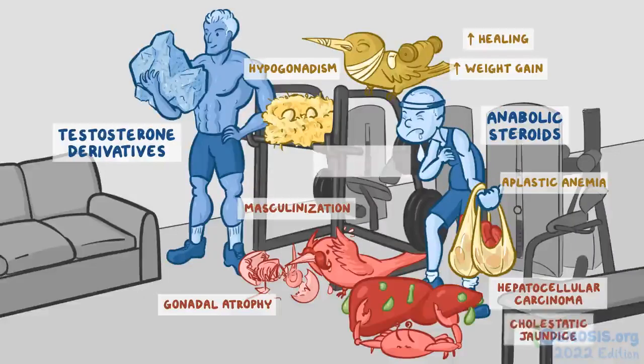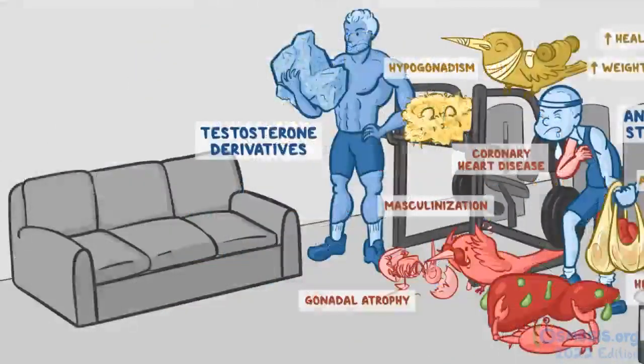For increased risk of coronary heart disease, the drooling man is terrified of crabs, and he gets a heart attack, so he's grasping his chest. Okay, let's head to the sofa where the anti-androgens are hanging out.